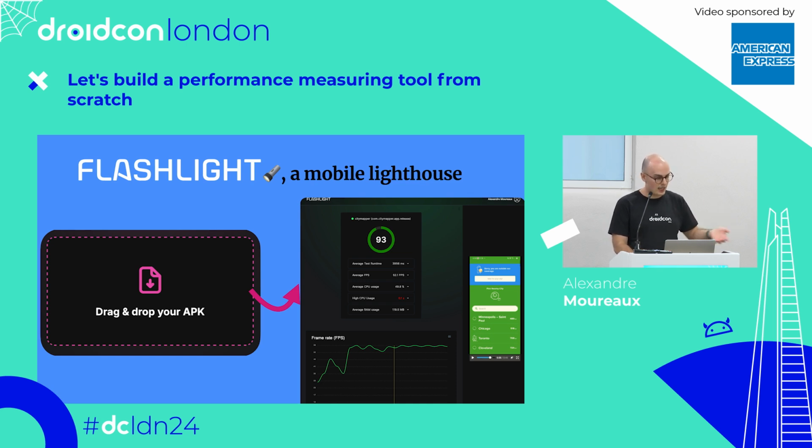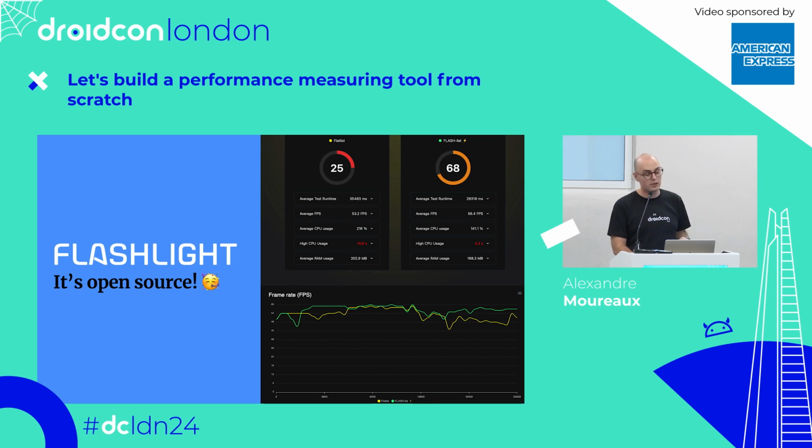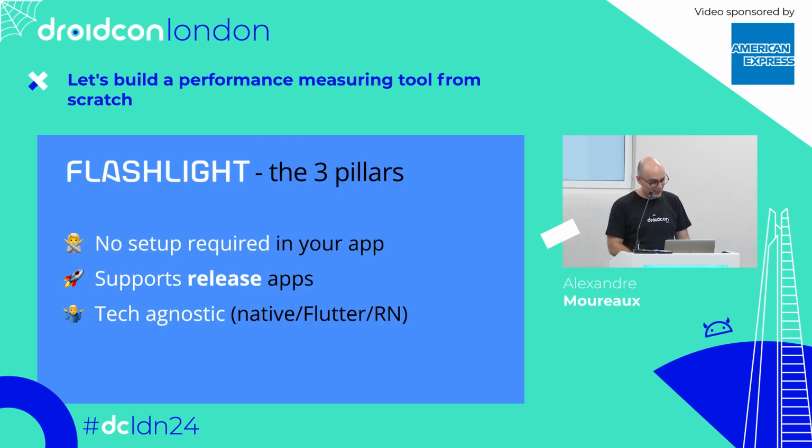At some point, I ended up building a tool called Flashlight. The joke being that Flashlight is kind of a pocket lighthouse, a mobile lighthouse in a way. If you go to flashlight.dev, you can upload an APK and get a performance score out of it. It's also open source. You can also generate comparison reports, which I think is pretty cool. I like nerdy performance graphs, so I'm really happy with it. But at the root of it, what I really wanted to have was something like Lighthouse.